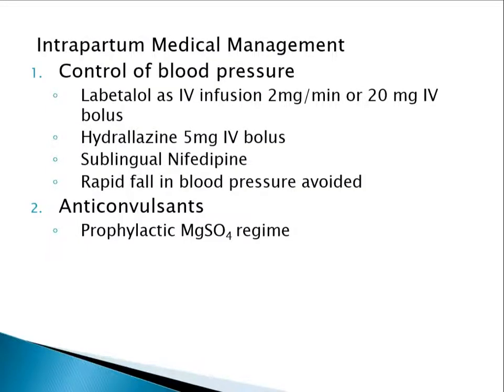Now, during delivery, what do you do in a patient with hypertension? Intrapartum management: you control blood pressure. Give labetalol for acute rise in blood pressure; the IV preparation is available, I told you. Labetalol IV infusion, 2 milligrams per minute, as a continuous infusion, or as a bolus. If you are giving a bolus, give 20 milligrams in 2 to 3 minutes.